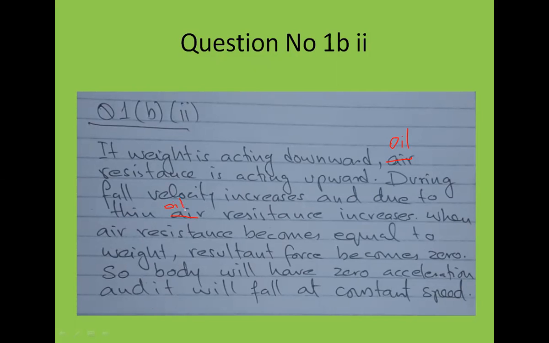oil resistance increases. When the oil resistance, the resistance of the oil to the motion of the ball, becomes equal to the weight, the resultant force becomes zero. So the body will have zero acceleration, and it will fall in that cylinder at a constant speed, because the net force will become zero, the acceleration will become zero, so the body will fall at a constant speed. So hopefully you understand.